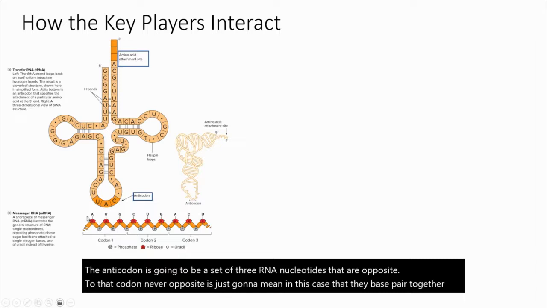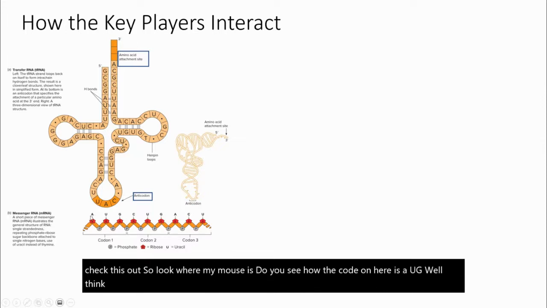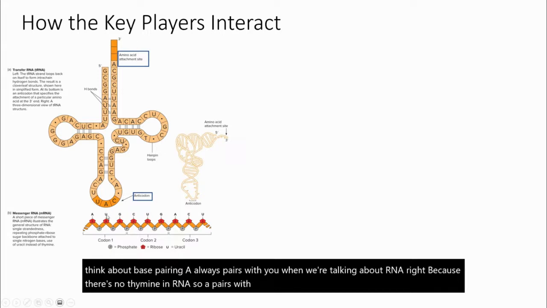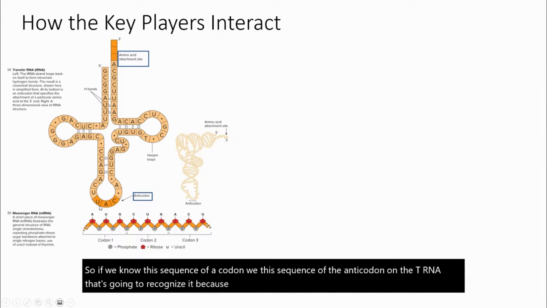So check this out. Look at where my mouse is. Do you see how the codon here is AUG? Well, think about base pairing. A always pairs with U when we're talking about RNA, right? Because there's no thymine in RNA. So A pairs with U, U here is going to pair with A, and G is going to pair with C. So if we know the sequence of a codon, we automatically know the sequence of the anticodon on the tRNA that's going to recognize it because of base pairing rules.